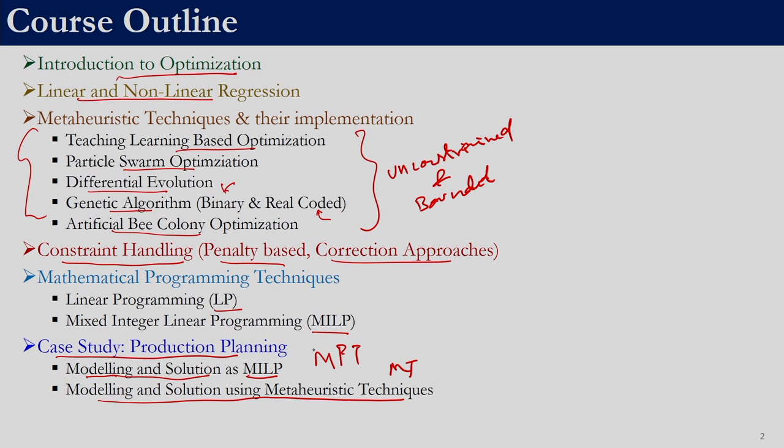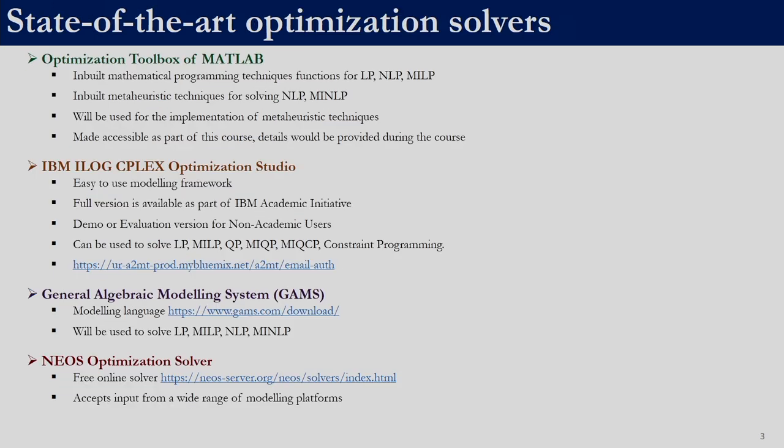We'll take a problem which you can consider to be a real life optimization problem, and then show how to solve it with both mathematical programming as well as meta-heuristic techniques, so that you can understand the strengths and weaknesses of both of them. As part of this course, we'll be introducing you to 3 different state of the art optimization solvers. One is the optimization toolbox of MATLAB. We'll be looking at IBM ILOG CPLEX Optimization Studio. We'll be looking at General Algebraic Modeling System, GAMS. And we'll also look at the NEOS optimization solver. Both of these we'll be using together.